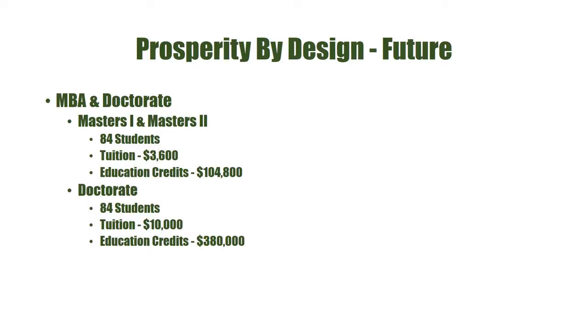A little larger classroom. There'll be 84 students, so it'll be 4 seats in the row right behind you, 16 seats in row number 2, and 64 seats in row number 3 of the Masters 1, Masters 2, and the doctorate program. The doctorate will be by invitation only. Again, it'll be 84 students, but that one has potential to pay out $380,000. So you can see there's already plans for some future growth in Prosperity by Design as we begin to grow this business and expand it out across the globe.